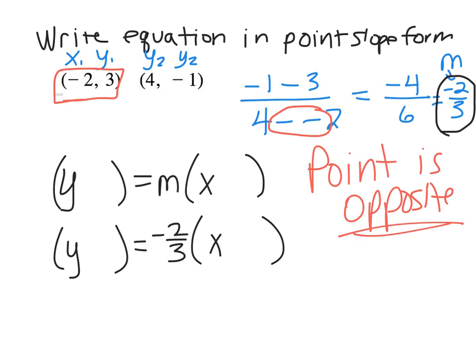And let's go ahead and just start with my y term. So my y term is a +3. The opposite of +3 is -3. And then my x term is -2. The opposite of -2 is +2. And there's my equation.